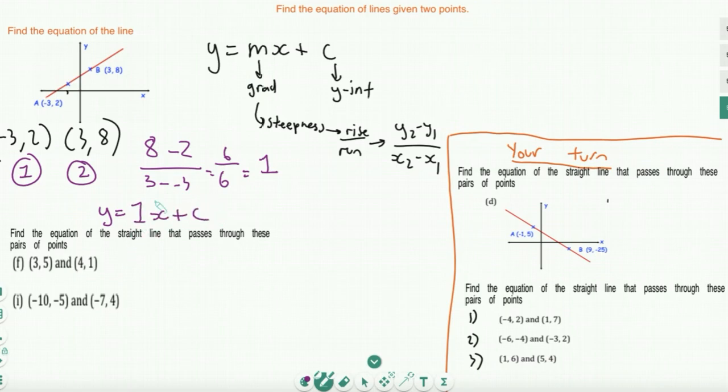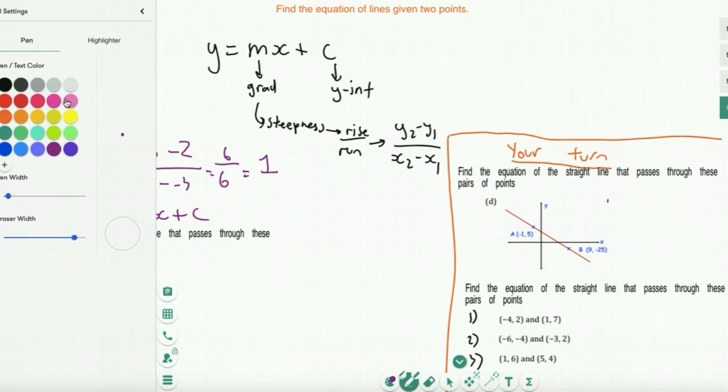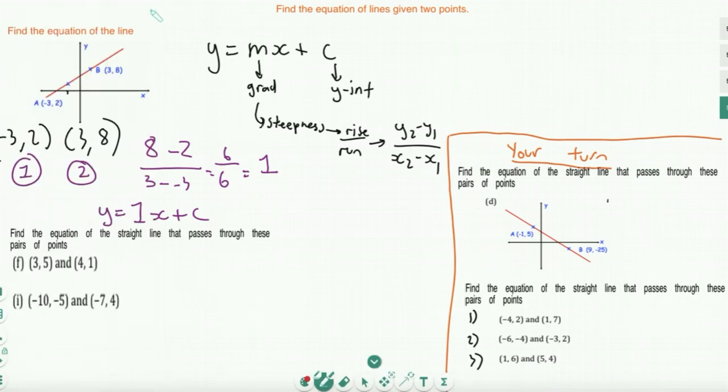Now we have to find the y-intercept. To find the y-intercept is actually pretty straightforward. All you do is you choose one of the coordinates, -3, 2, or 3, 8. Let's say we're going to choose 3, 8. I'll write down my equation, and the coordinate I've chosen, 3, 8. And all you've got to do is replace the x with the x coordinate and the y with the y coordinate.